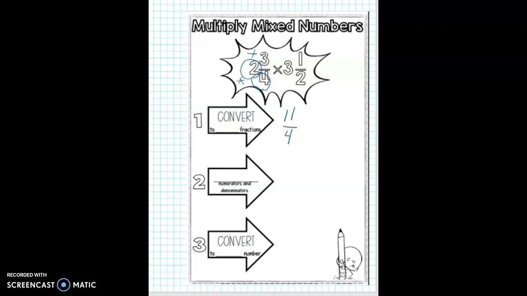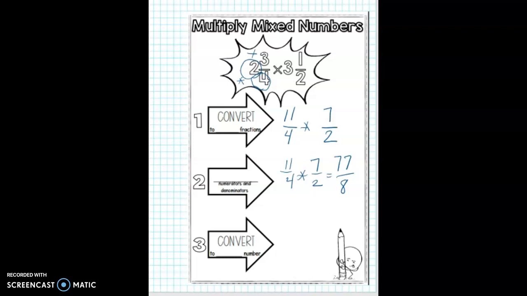Same thing with my next one. My denominator is going to stay 2. Two times 3 is 6, plus 1 is 7. Then I'm going to multiply these two together. So 11/4 times 7/2 gives me 77/8. Remember, it's just numerator times numerator, denominator times denominator.